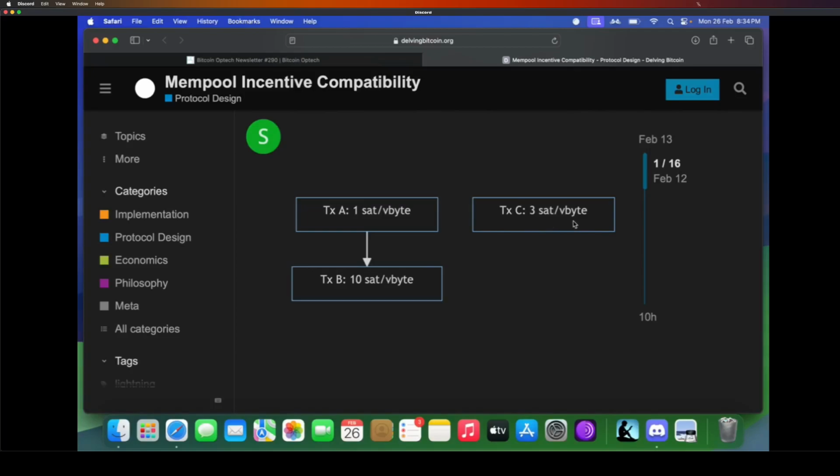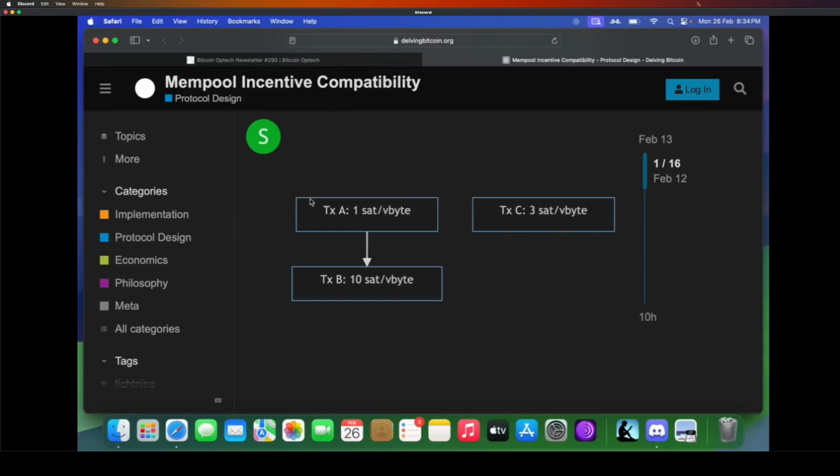So the mining algorithm in Bitcoin will include C inside the mempool and kick out A. Now, by kicking out A, it obviously kicks out B too, because B depends on A, right? And if there's no A in the mempool, there's no B in the mempool as well. Okay. So ideally, it should have stuck to A plus B, because A plus B is 5.5 sats per virtual byte and C is 3 sats per virtual byte.